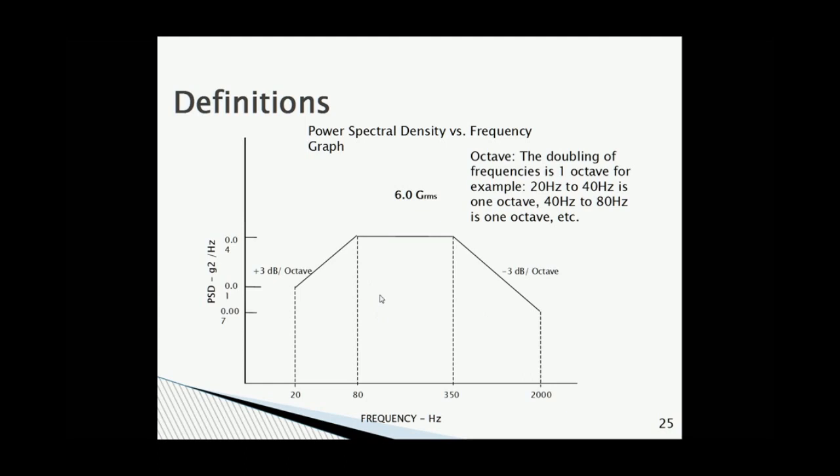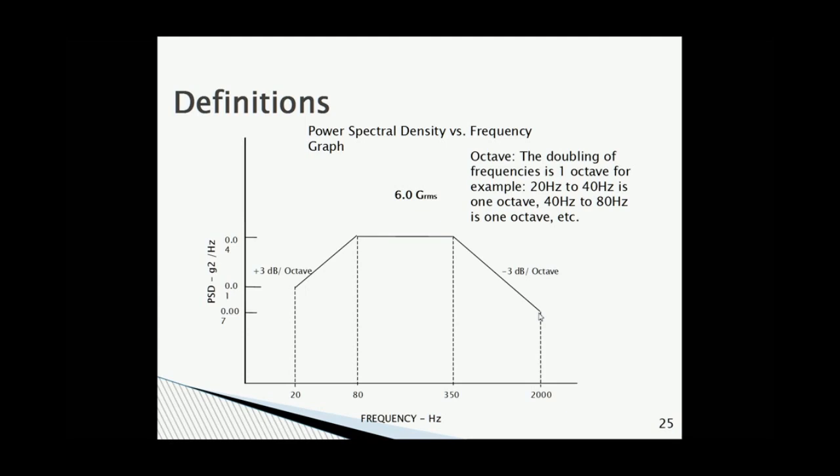For instance, when you drive over a bumpy road, the vibration you're feeling is not sine vibration. It is random vibration. Now here you see a plus 3 dB per octave slope, and over here you see a negative 3 dB per octave slope.